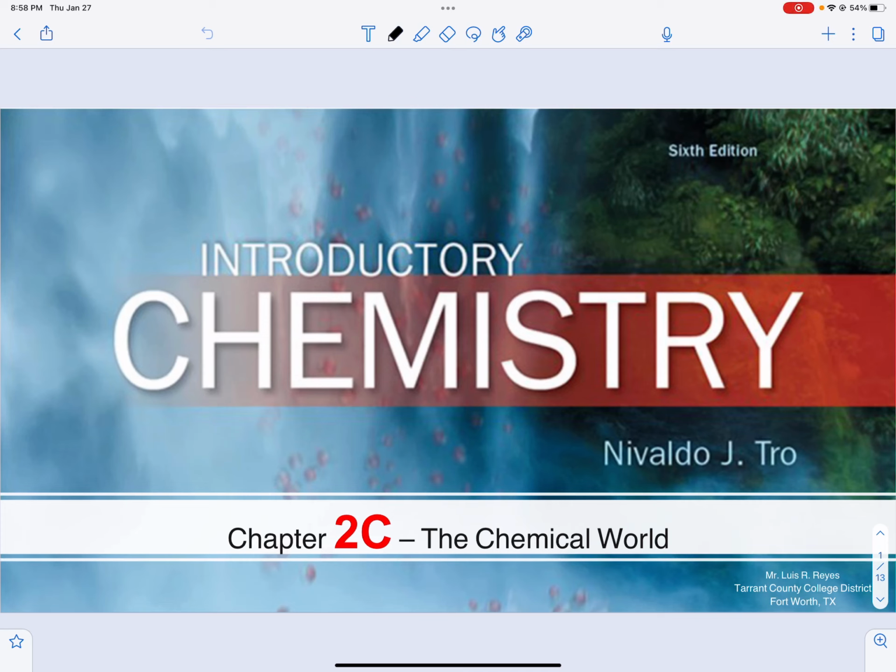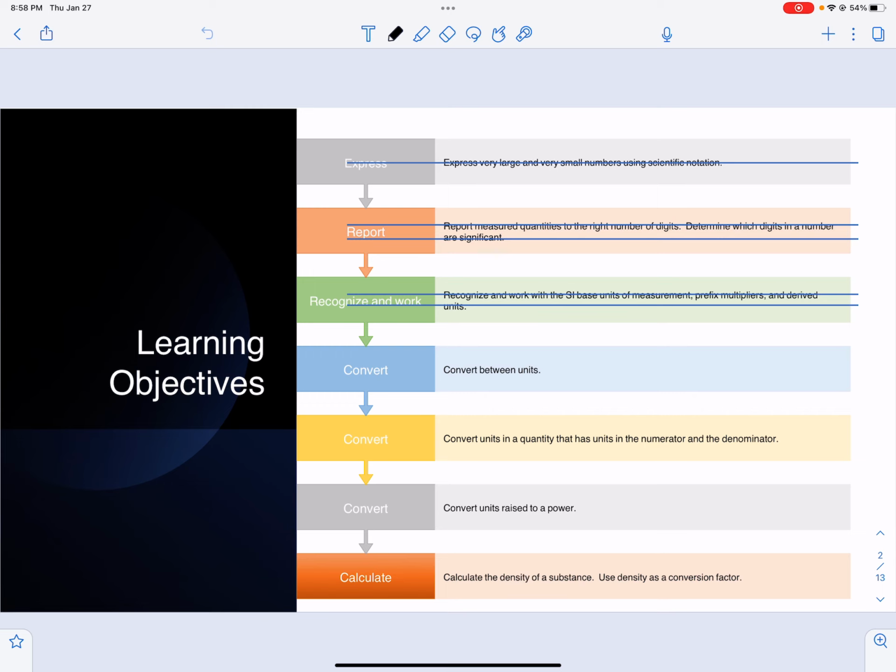Welcome back. As we continue along chapter 2, we come to our third segment. So far, we have dealt with scientific notation, reporting numbers with the proper number of significant digits, doing calculation with significant digits and significant figures, dealing with the SI metric system, the unit, the prefixes like micro, nano, milli, mega, and all that kind of stuff. And also with derived units like speed, which is distance per time.